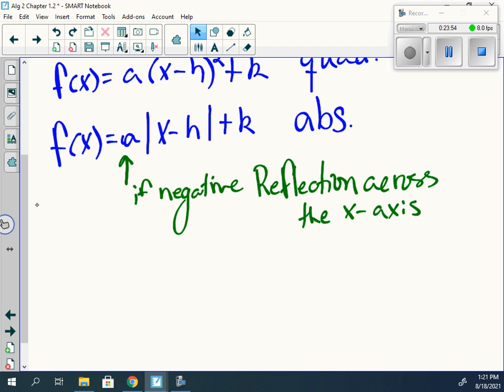If a is greater than 1, vertical stretch. If a is between 0 and 1, vertical shrink.